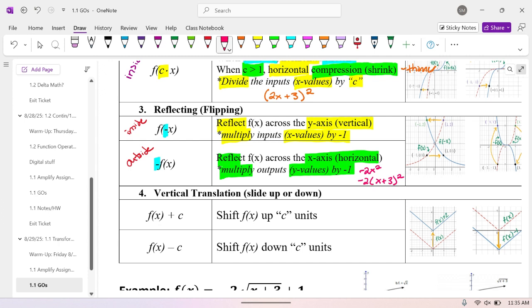Whereas over the y-axis, it would look like this: (-2x plus 3) all squared. So the negative is inside the brackets being multiplied to the x directly.